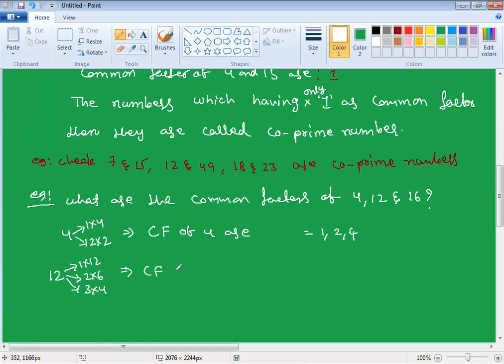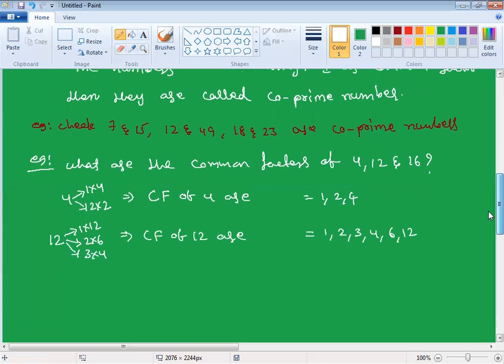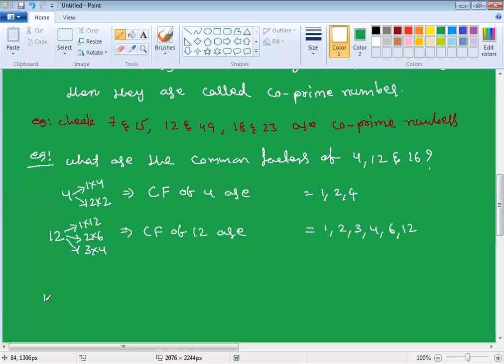Therefore, what are we writing here? The factors of 12: 1, 2, 3, 4, 6, 12. Not common factors, factors of 12. And one more number is waiting now, that is 16. For 16, what are the factors?